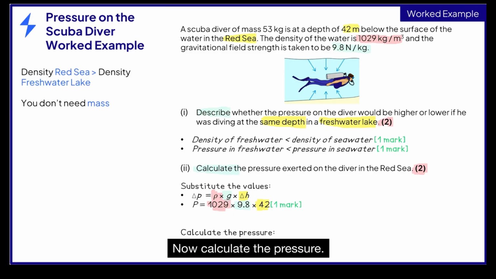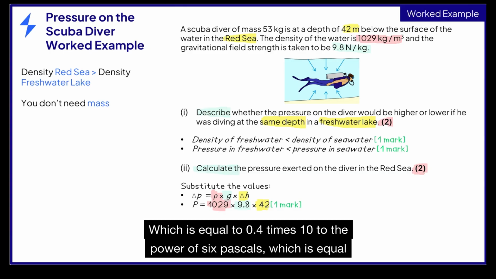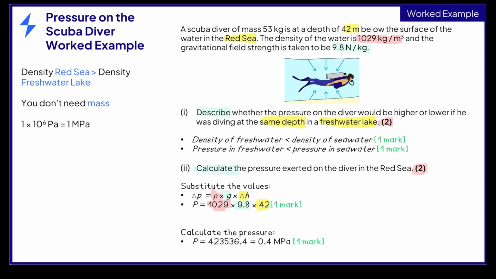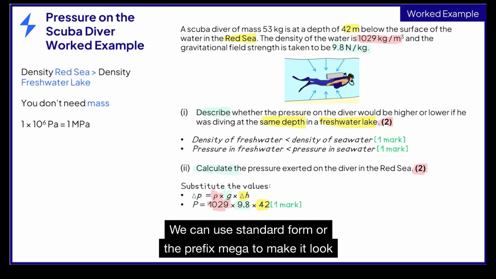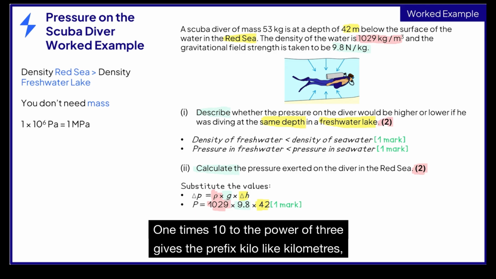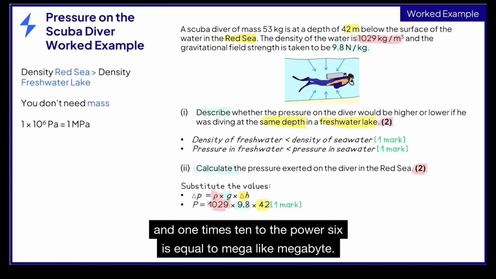Now calculate the pressure. Pressure is equal to 423536.4, which is equal to 0.4 times 10 to the power of 6 pascals, which is equal to 0.4 megapascals, for 1 mark. This is a big number. We can use standard form or the prefix mega to make it look nicer and easier to understand. 1 times 10 to the power of 3 gives the prefix kilo, like kilometers, and 1 times 10 to the power of 6 is equal to mega, like megabyte.